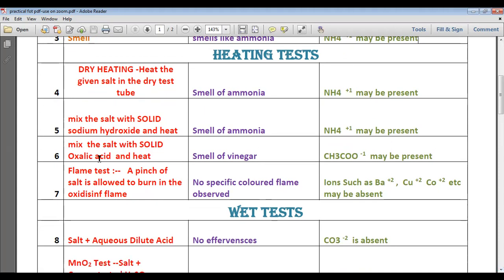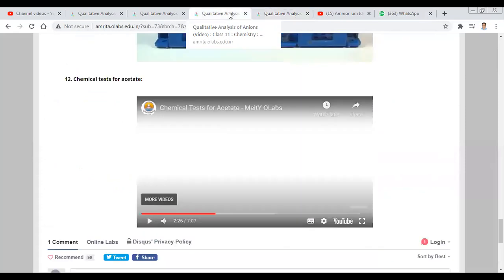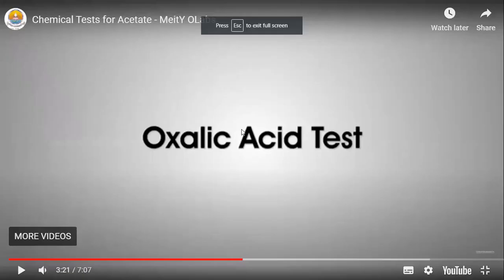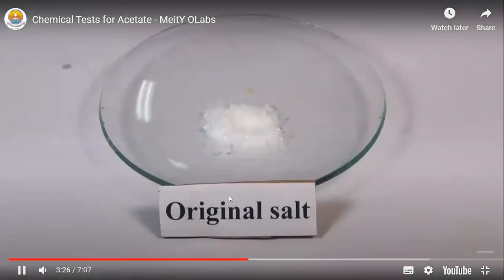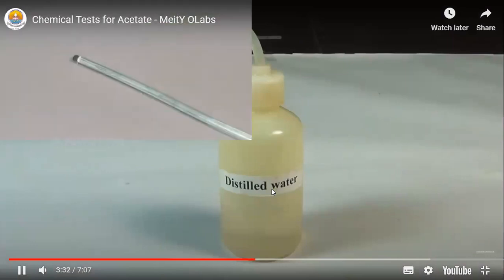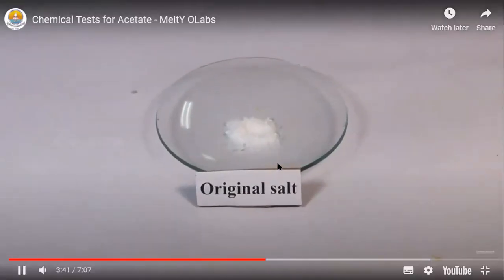We will mix the salt with solid oxalic acid. So let us perform once again an activity for the oxalic acid test. For the oxalic acid test, my dear students, we have various requirements. What material do we need? We need the original salt, then oxalic acid, distilled water, a glass rod, watch glass, and spatula.